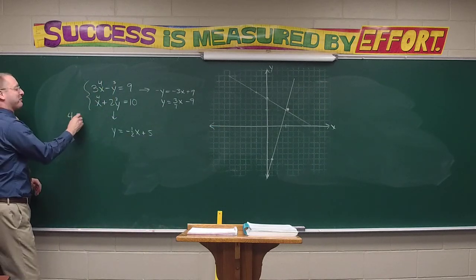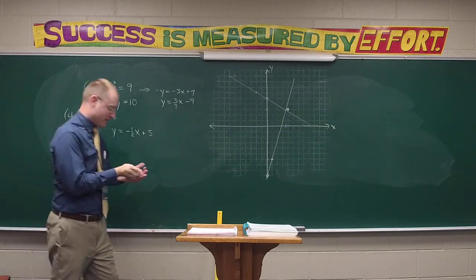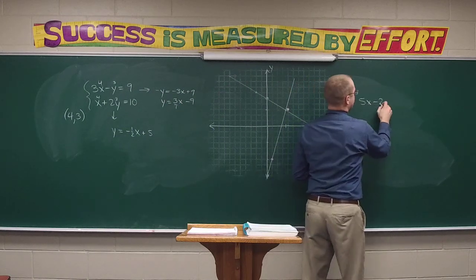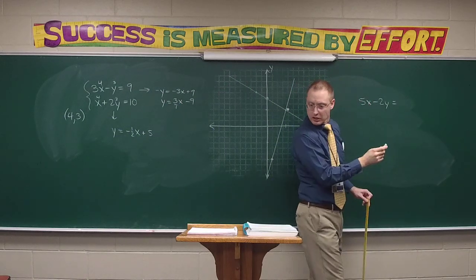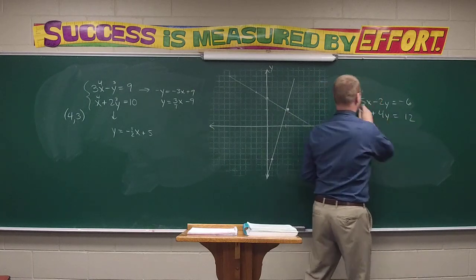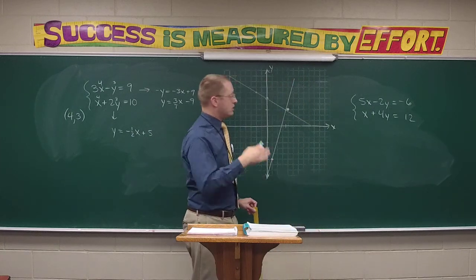How many got exactly 4, 3? It was right on. Your graph was better than mine. Show offs. All right, questions? Any questions on graphing number 1? All right, I'd like to look at number 2 here, where we had 5x minus 2y equals negative 6, and then x plus 4y equals 12. All right.